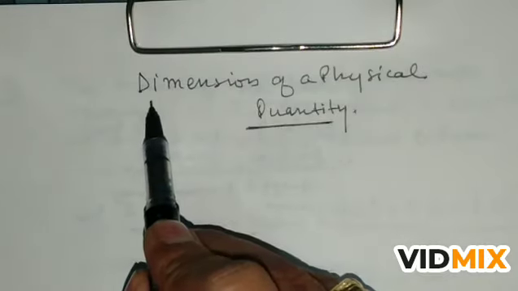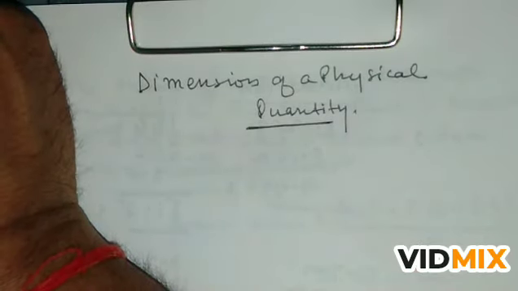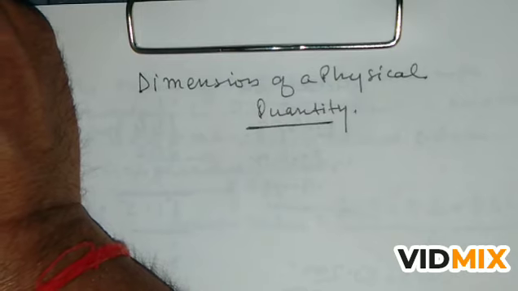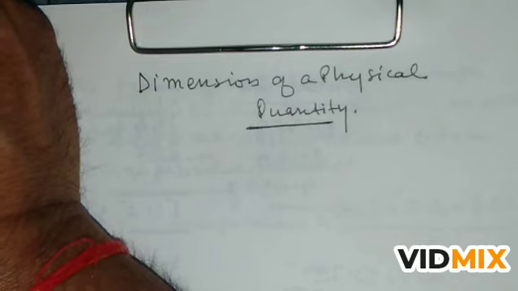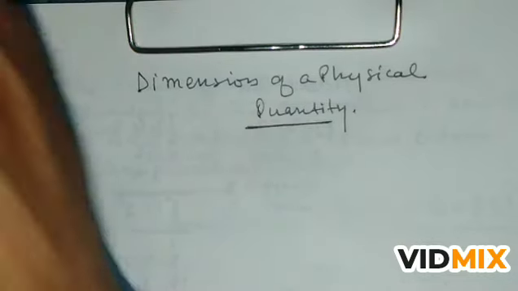Now the next topic is dimension of physical quantities. In the previous video I told you about the units. There are CGS, SI, MKS, FPS, and fundamental unit also I discussed, derived unit also I discussed. You have to revise once again what the topic is there. And today we are going to discuss about the dimensions of a physical quantity.